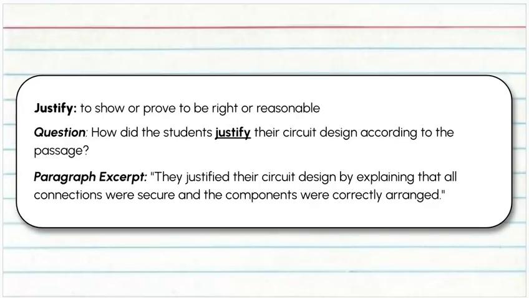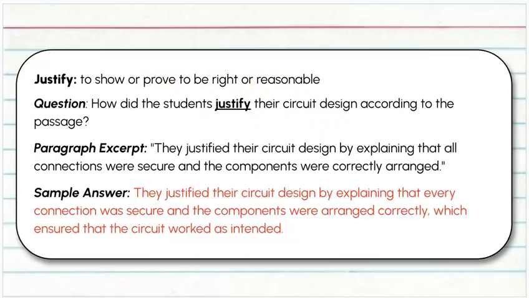As a question, you might see, how did the students justify their circuit design according to the passage? In the text, it said, they justified their circuit design by explaining that all connections were secure and the components were completely arranged. So, how did the students justify or show or prove that their circuit design was right or reasonable? You may answer it this way. They justified their circuit design by explaining that every connection was secure and the components were arranged correctly, which ensured that the circuit worked as intended.